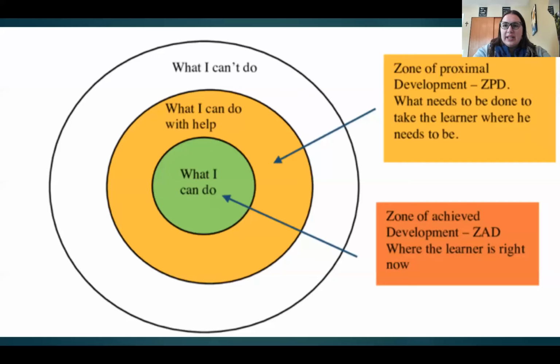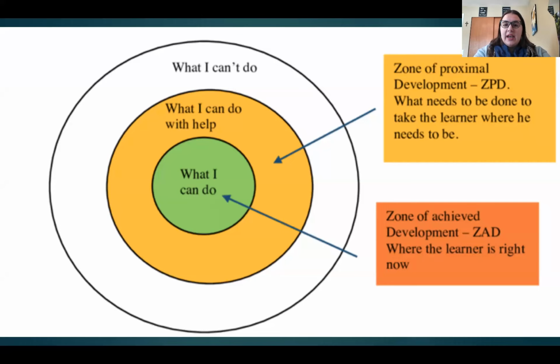So, what is zone of proximal development? The zone of proximal development is the area between what a student can do independently and what they can't do at all, even with support. So in this diagram, you'll see the green circle is where the learner is right now. This is what they can do on their own. And then the white outer circle is what they cannot do. Then the zone of proximal development is highlighted in yellow, and it is in the middle.